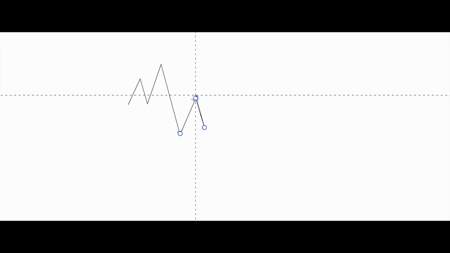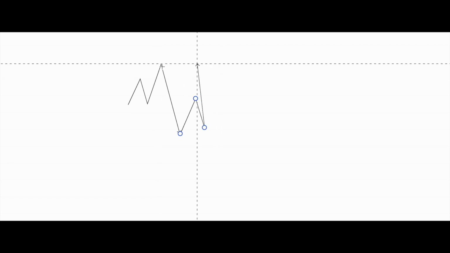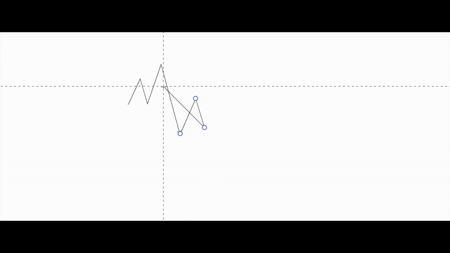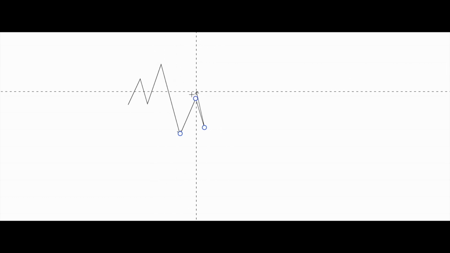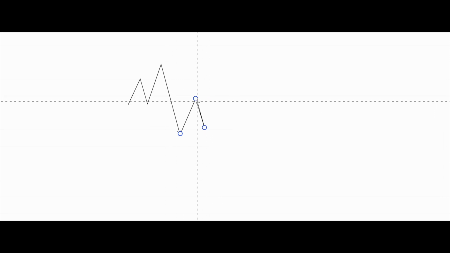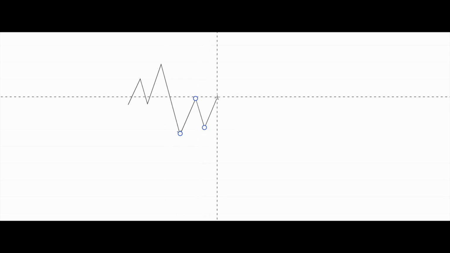Why is that going to be a target? Because did this high break this overall major high? Did this even break an intermediate structural high? No, it didn't. So what does that make this high? It makes it a target.